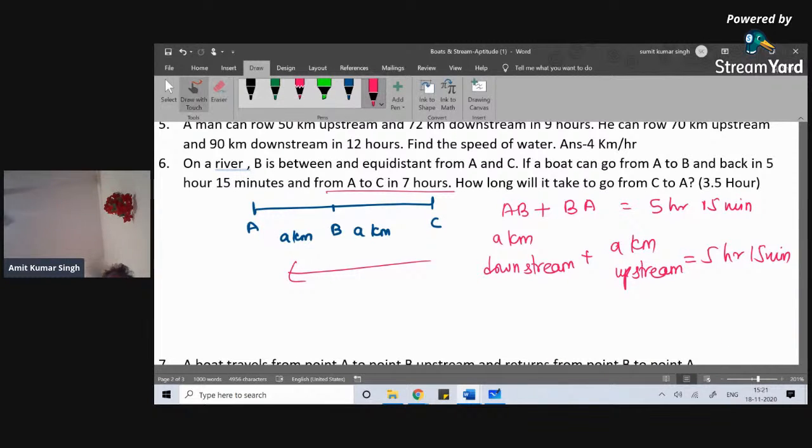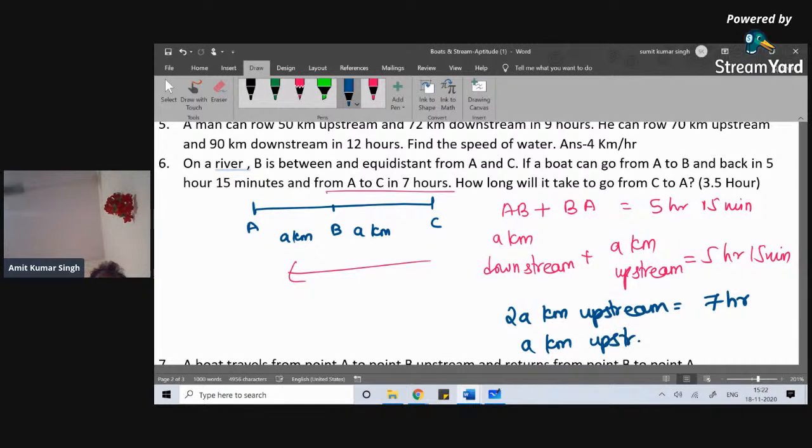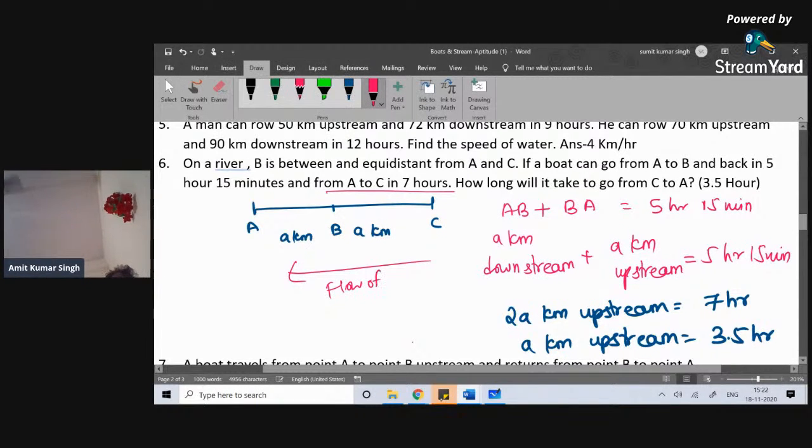So here the boat will go 2a kilometers upstream in 7 hours. It means the boat will go a kilometer upstream in 3.5 hours. Clear, everyone? Suppose this is the flow of water.